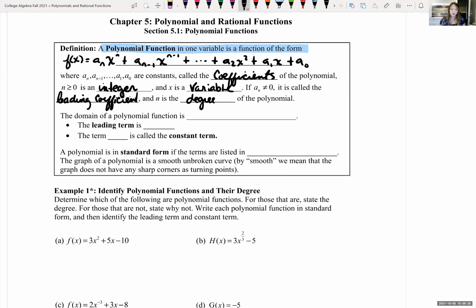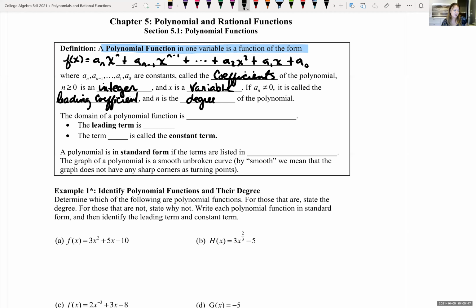Okay, so you're going to look at your polynomial, you're going to look at your highest exponent. That is going to be the degree of the polynomial, and the coefficient, the number in front of that variable raised to that highest power, is called our leading coefficient. And those are two things that are going to be really helpful for us when we start to graph: recognizing what the degree is and what the leading coefficient is.